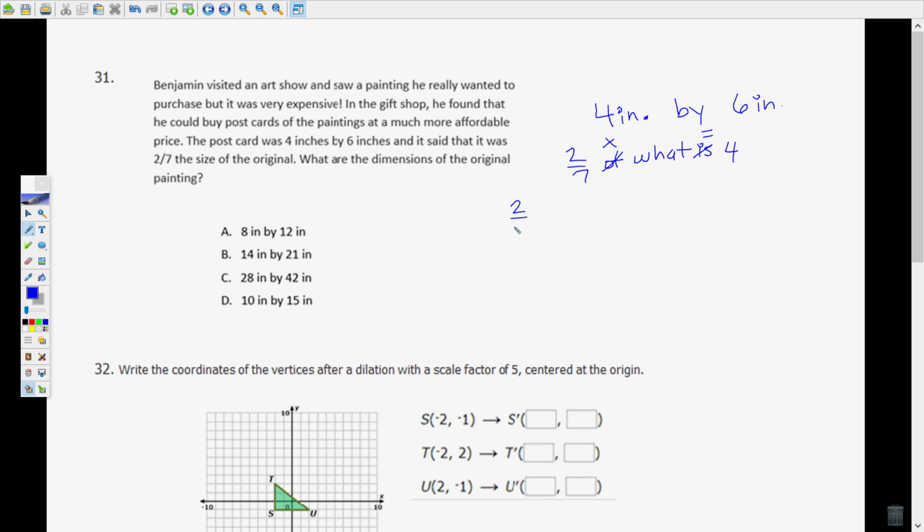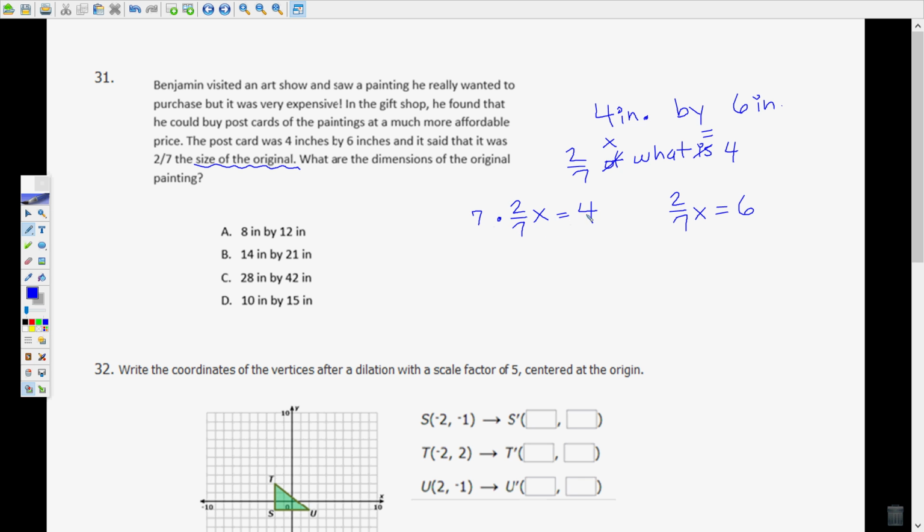So 2/7 of what? So times x. x would be your variable. I should have put a dot here for your multiplication and x for your what, but is 4. And then over here you would have 2/7 of what is 6. Because these numbers, 4 and 6, are 2/7 of the original size. So you want to read through the words and try to figure out what in the world they mean. Then you just have an algebraic equation to solve.